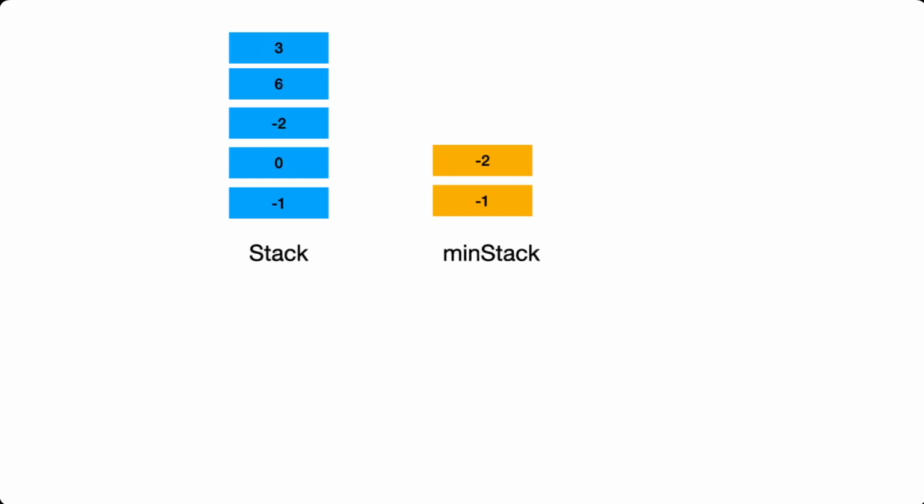Alright, let's do some testing of pop. Let's assume we're going to call the pop function twice, which means it will remove numbers 3 and 6. After we do that, do we need to update the min stack? We don't, because we didn't store numbers 3 and 6. Now let's test another pop. We remove -2, so -2 is gone.